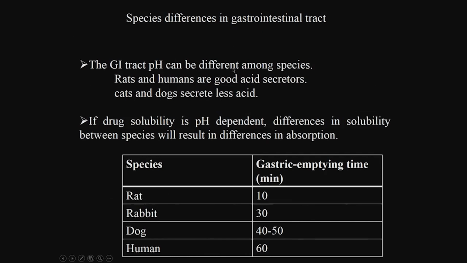Okay. So, GI tract pH can be different among species. Rats and humans are good acid secretors. Cats and dogs secrete less acid. So, if the drug solubility is pH dependent, differences in solubility between species will result in different absorption. So, in the rat you will get pH changes. The gastric emptying time is 10 minutes in the rat, rabbit 30 minutes, dogs 40 to 50 minutes, human 60 minutes. So, you see a large difference.